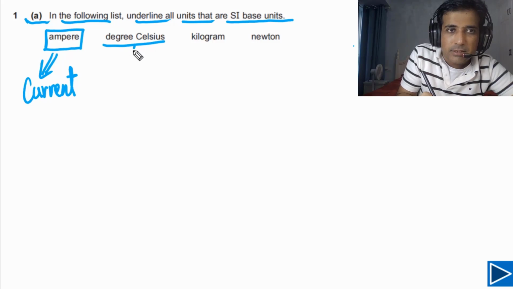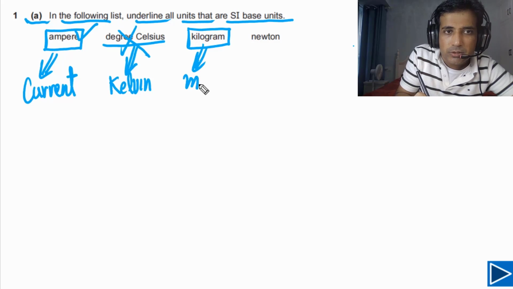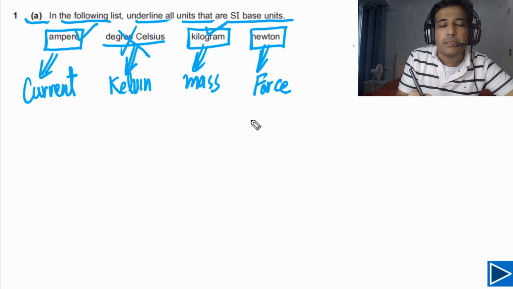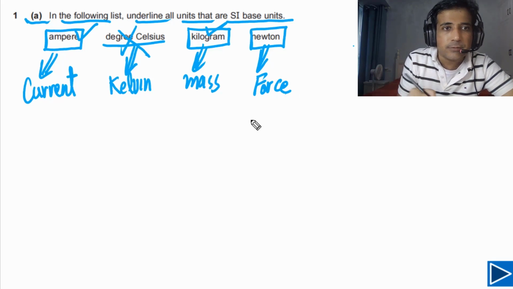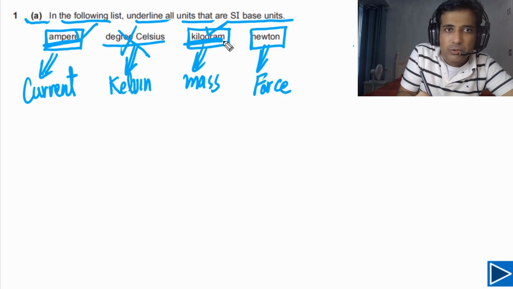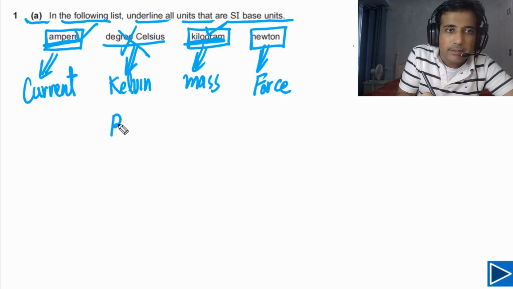Degrees Celsius, this is not an SI base unit. Kelvin is an SI base unit. Kilogram, this is an SI base unit because this is the unit of mass. Newton, this is not an SI base unit. This is the unit of force, and force is not an SI base quantity. So the answer for this question is simply that you need to underline ampere. You can draw the line here and you can draw the line here. If you draw these two lines, you will get 1 mark.